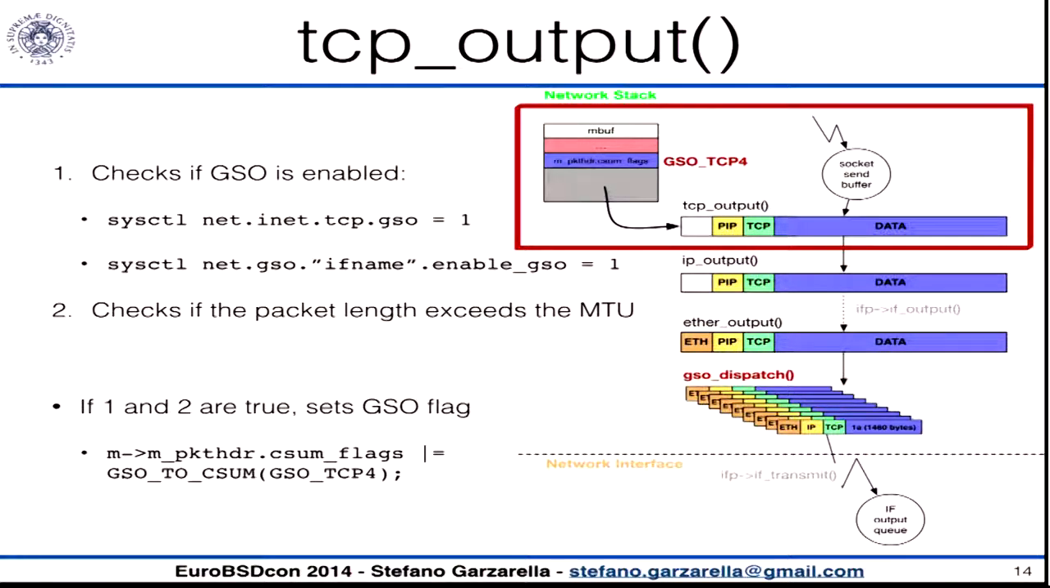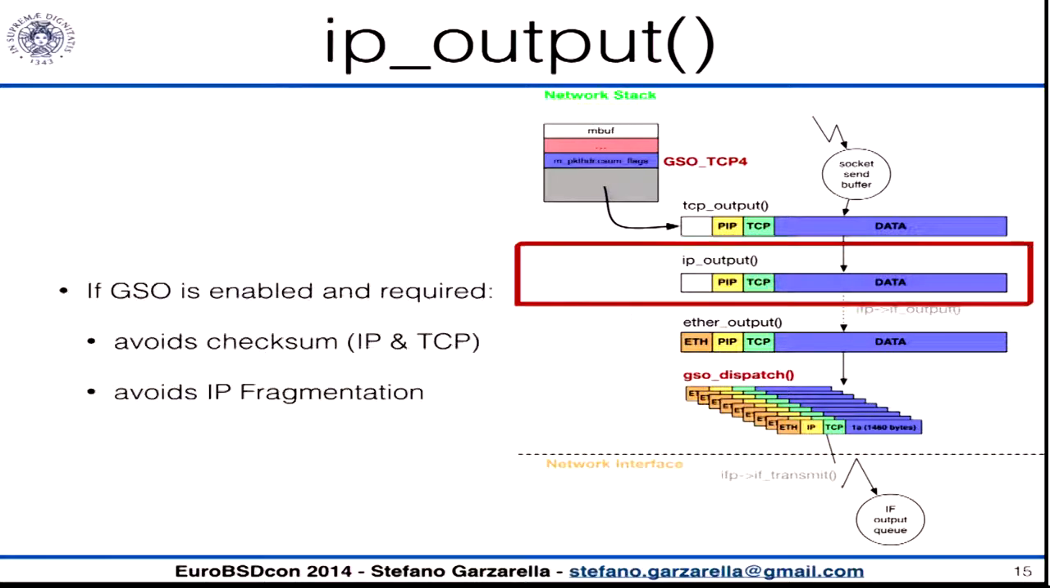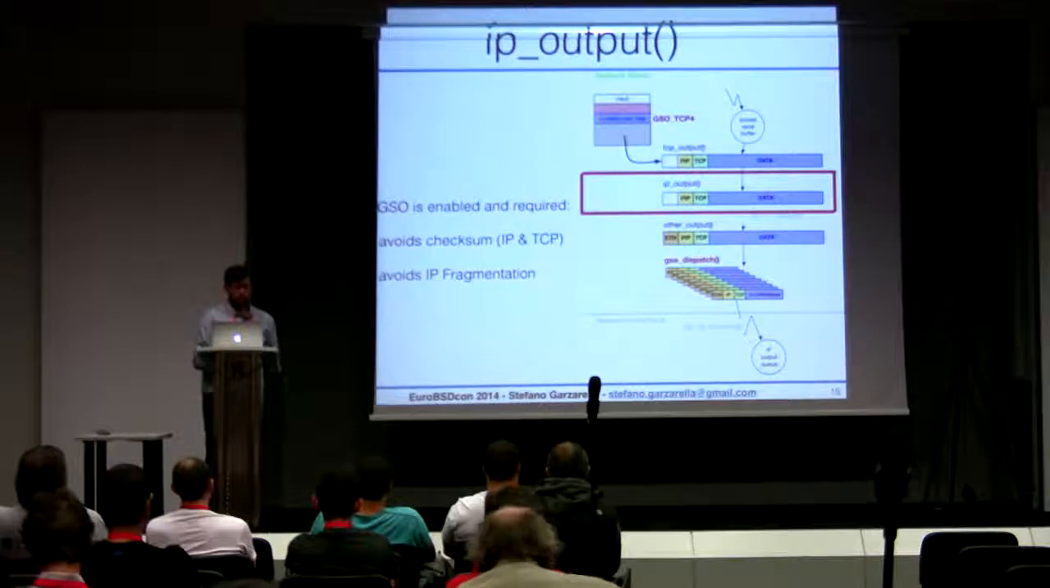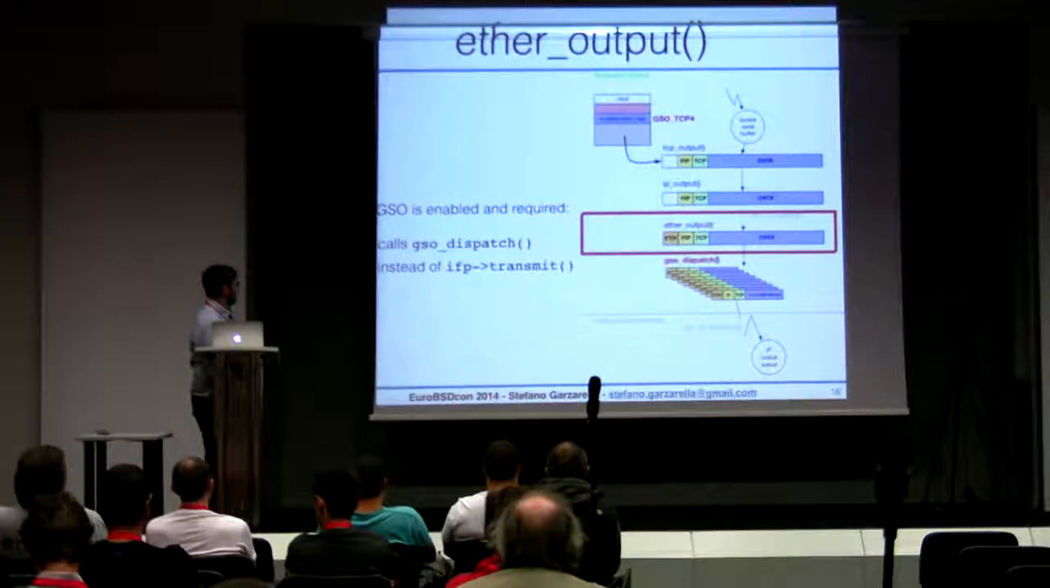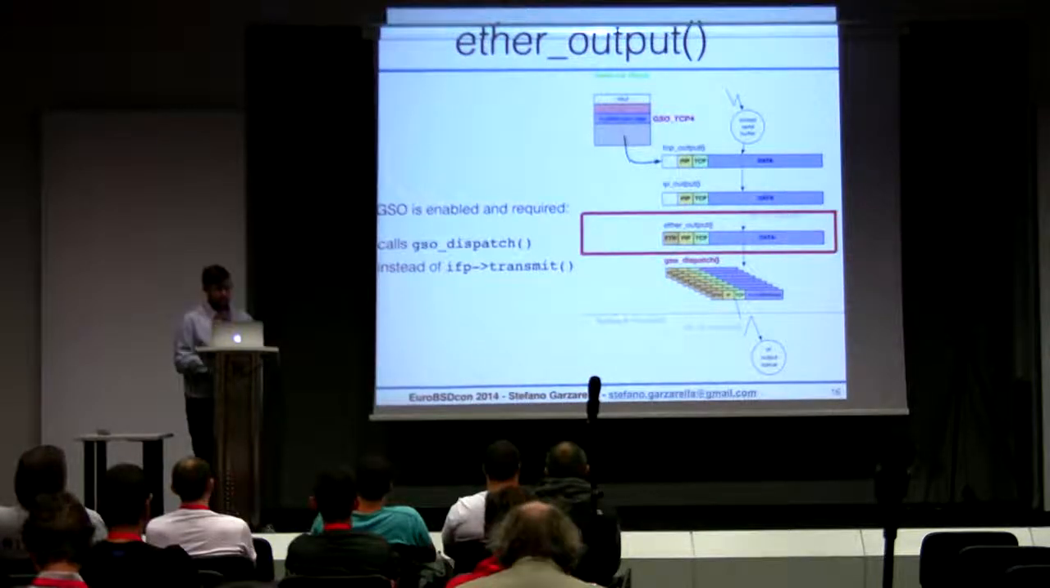In this case, TCP output sets the GSO flag in the mbuf packet header field called csum flag. We used 4 bits in this field, both to indicate that GSO is required and to specify the type of segmentation. In this way, GSO dispatch will avoid inspecting the header to understand the type of segmentation. Then the packet is passed to IP output. If GSO is enabled and required, IP output avoids calculating the checksum, both TCP and IP, because they will be calculated after segmentation on each new packet. And it avoids doing IP fragmentation. At last, ether output, after building the Ethernet header, if GSO is required, calls GSO dispatch instead of if transmit.